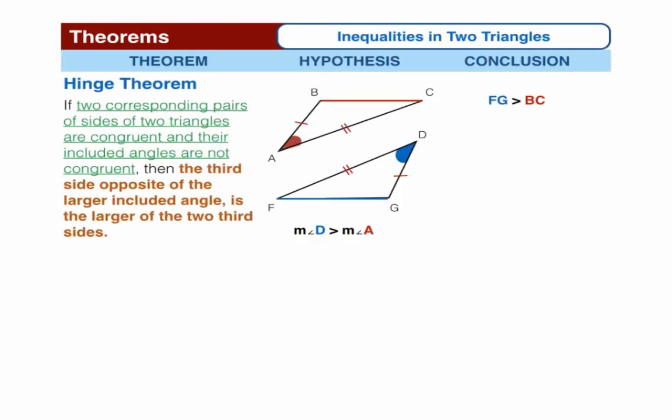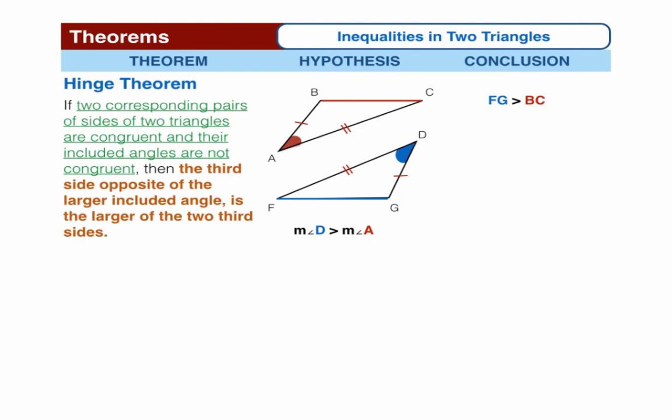Here's how we're going to do the lesson. We've got two new theorems in this lesson, the Hinge Theorem and the converse of the Hinge Theorem. We're going to inspect both. We're going to read both, look at the hypotheses and the conclusions for both, and then we're going to try and learn these theorems by example.